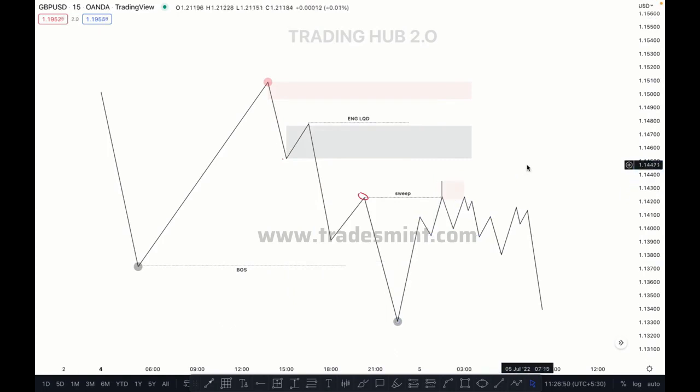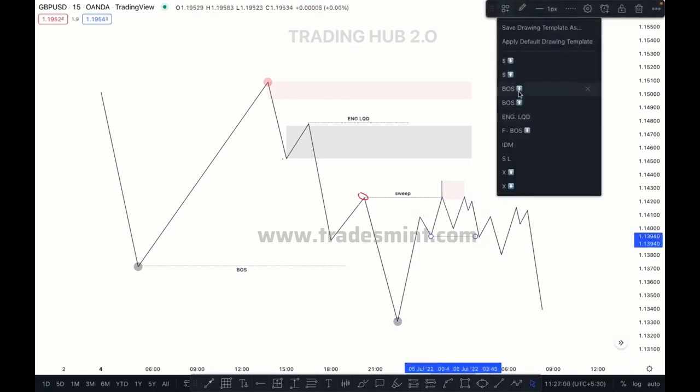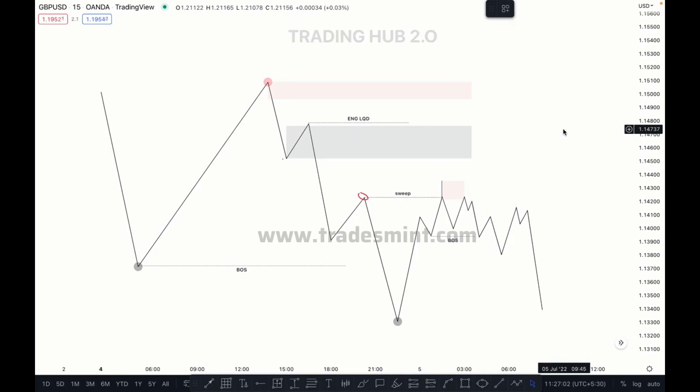And where is our next entry? You have to wait for the BOS, which is here. Once the market breaks this structure, okay, this is our BOS. You can also say CHoCH, there is no difference. After the break of structure, when can we sell? You have to wait for the first high to be taken out. When the market takes out the first high, we can sell another entry here.